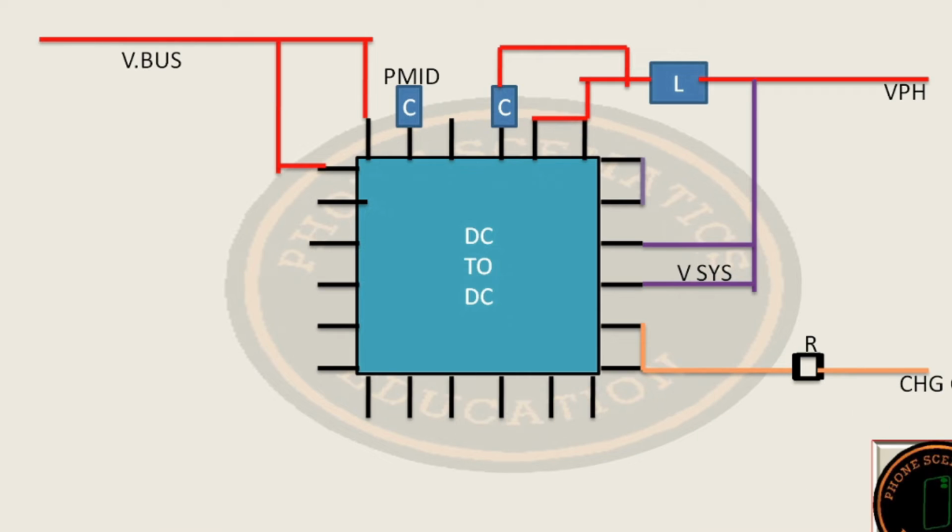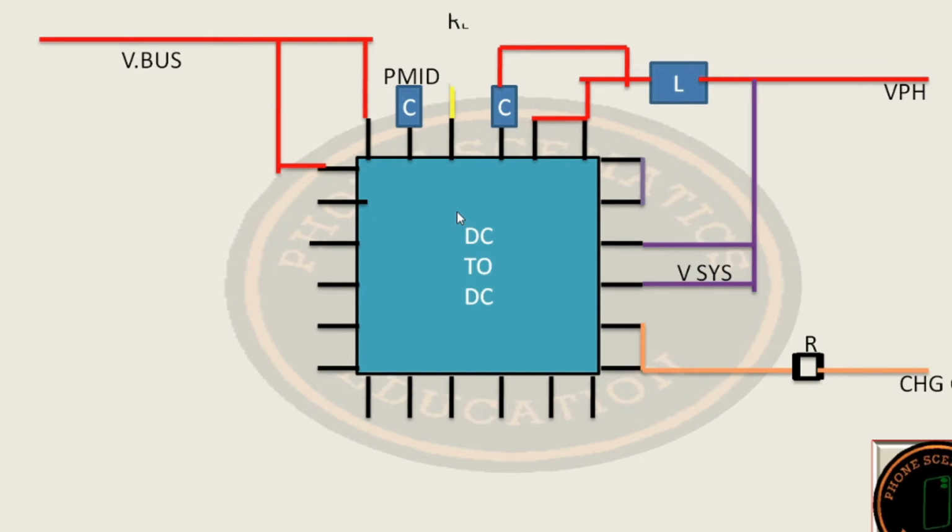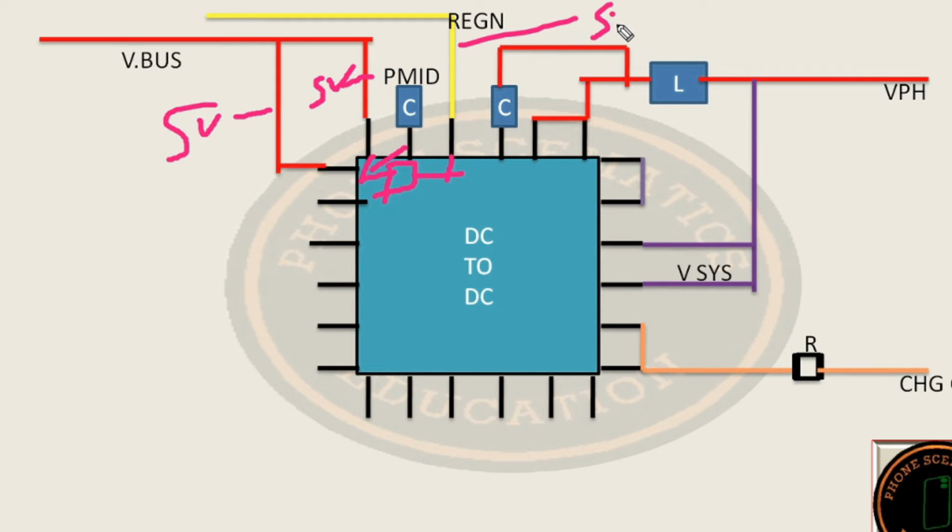Right? Now after this, pin number 22 I will draw first in the block diagram. Pin number 22, REGN line, right? REGN line means regulator voltage line. On this line you will get 5 volt. How? A MOSFET installed in this IC is connected to the VBUS line or PMID line. The other side is connected with this REGN line, right? So you get 5 volt on the VBUS line, 5 volt on the PMID line, and the same 5 volt on the REGN line.